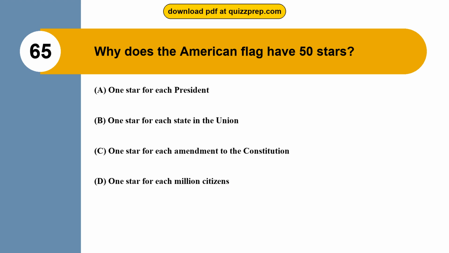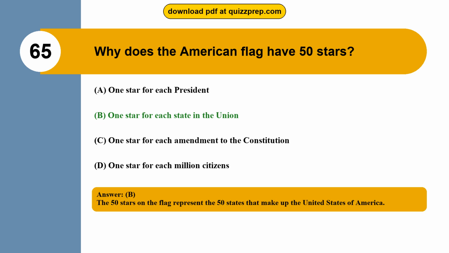Question 65. Why does the American flag have 50 stars? Option A. 1 star for each president. Option B. 1 star for each state in the Union. Option C. 1 star for each amendment to the Constitution. Option D. 1 star for each million citizens. The correct answer is option B, 1 star for each state in the Union. The 50 stars on the flag represent the 50 states that make up the United States of America.